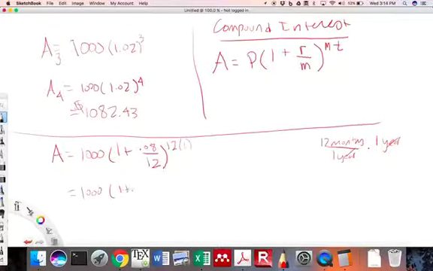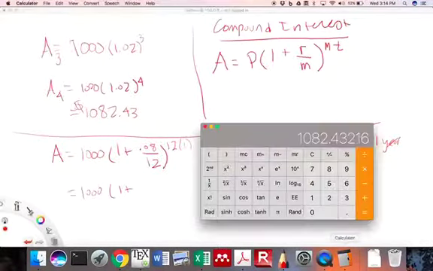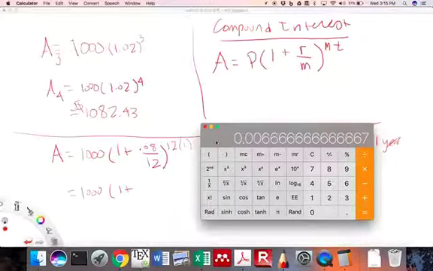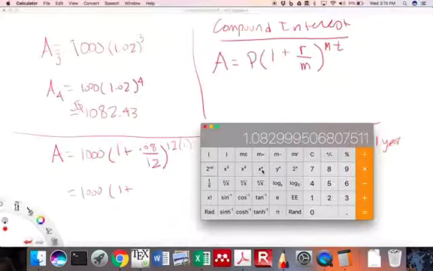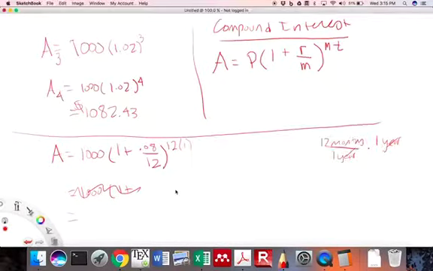1,000 times (1 plus 0.08 divided by 12), and I'm going to leave these numbers in my calculator, and then I'm going to raise it to the power of 12, then I multiply by 1,000, and it doesn't seem like we got a lot more. And so I'm going to scribble this out because I didn't write down the intermediate steps. 1,082.99. Now stop for a minute and think. Is this bothering you?